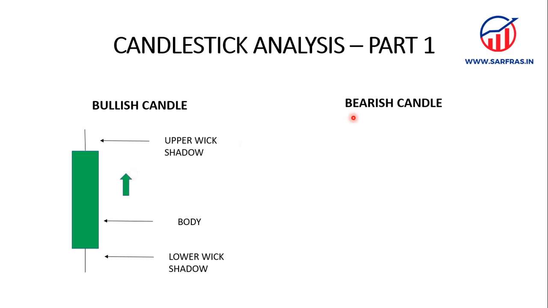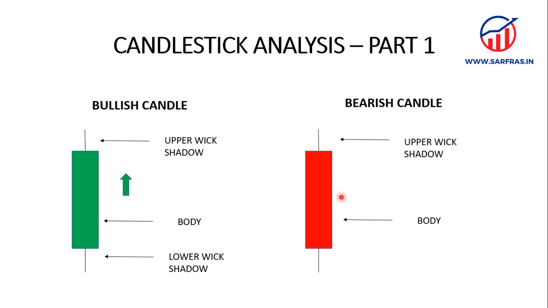The bearish candle looks almost the same in this particular case, but you will see the major difference that it is red in color. As I told you, a bullish candle you will see as green, or in some cases white, and the bearish as red or black. Again, this is the upper wick, this is the body, and this is the lower wick or shadow. Now what exactly is this, and where the prices open and close, I'm going to show you in the next slide.